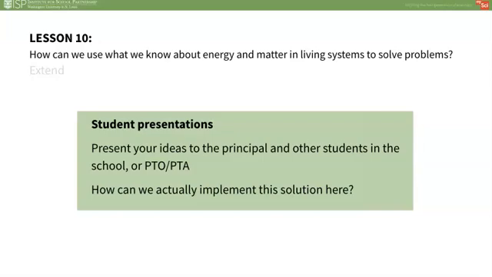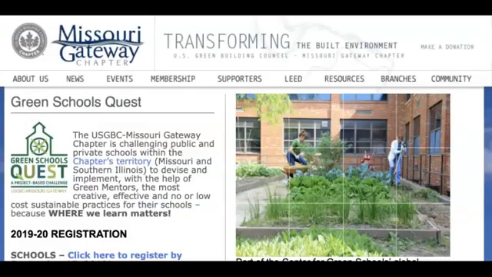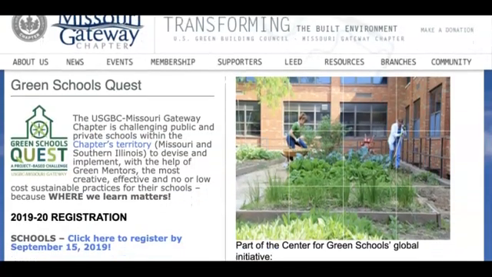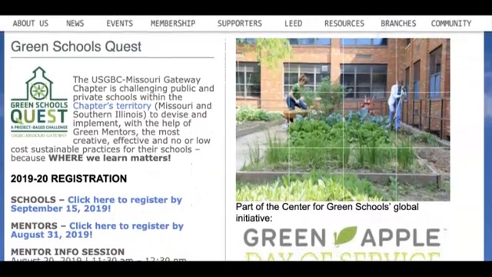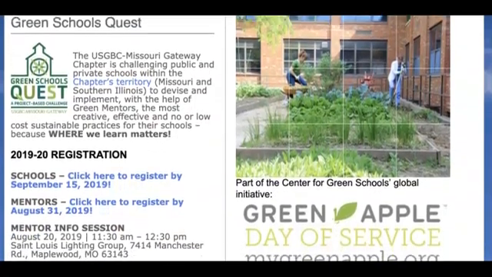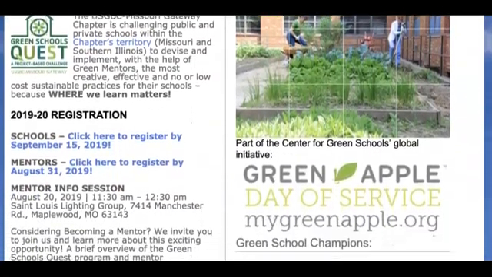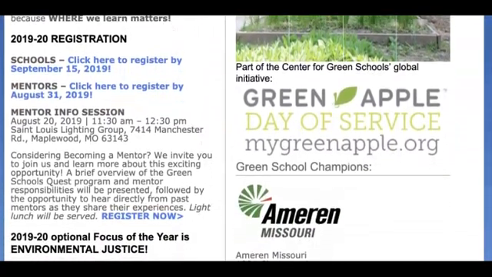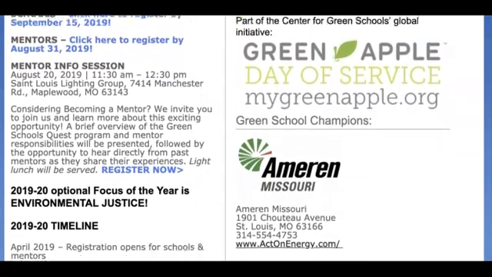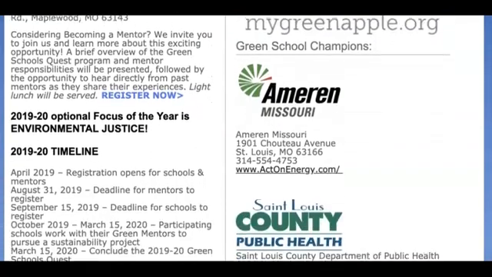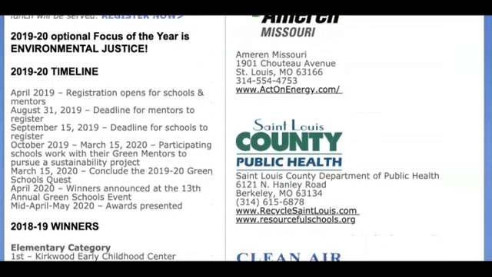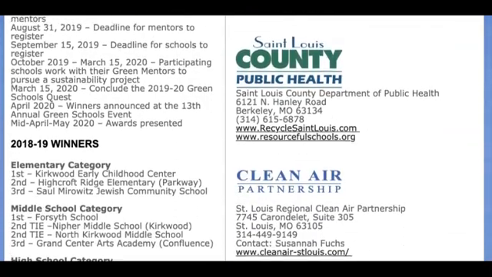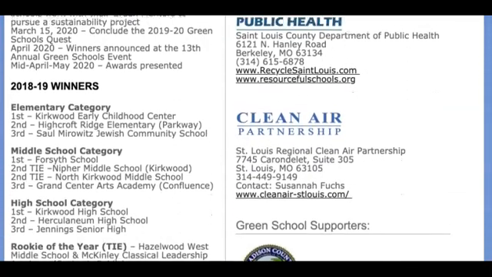Students may communicate their ideas to the principal and to other students in their school. They may present to the PTO or PTA to get funding for their project, or may apply for grant money through the Missouri Green School Quest. This might require that students work on the 4th grade team so that their work can be continued into the next year. If your 5th grade students complete a service learning project during the year, consider how you might incorporate their work in the lesson to reach their goal.